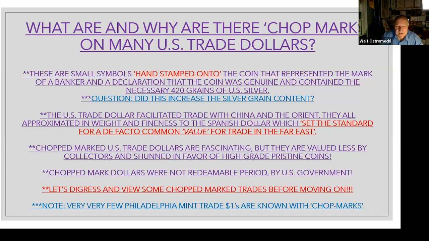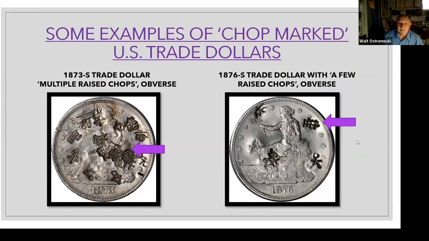So let's digress here and maybe you get an ID. You've probably seen a few chop marks. I've got a prize one in there. I'll show you at the end, but moving on. Note that very, very few Philadelphia mint trade dollars are known to have chop marks. The reason? Low mintages of the coin itself.